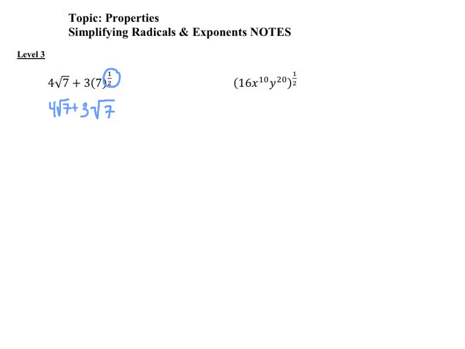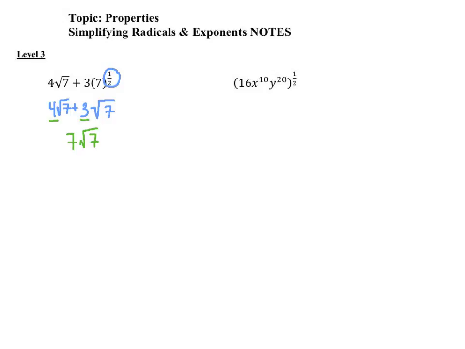Now this is something that you can combine using like terms. I have 4 square root of 7 plus 3 square root of 7. So that means I'm going to have 7 square root of 7. I just added together the 4 and the 3.